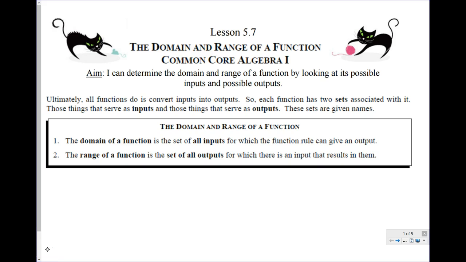Hey guys, welcome to the last lesson in Unit 5. We're going to end the unit talking about domain and range.